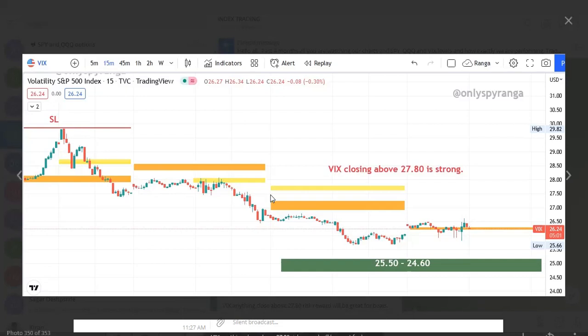You can see, sir, after that, it never went above the intermediate supply zone. This is the intermediate supply zone. This is the main supply zone. This is the intermediate supply zone. Can you show the most recent one? This one only, sir. This is the last one.